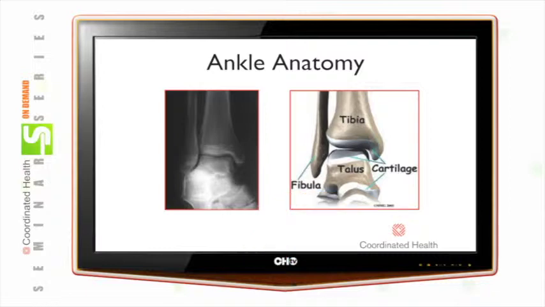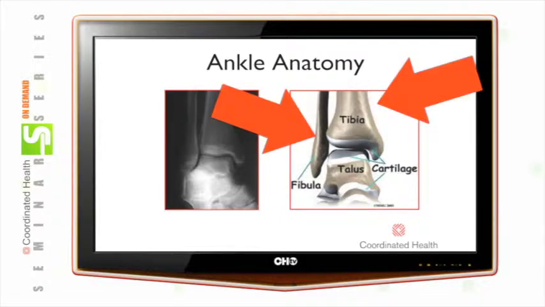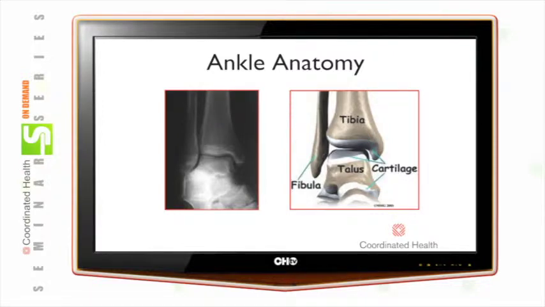And what happens is when the ankle breaks, one of these two bones, or both, will break, and the talus will slide back and forth. Now, the talus is important because the talus has three sides of cartilage on it. The top of the talus has cartilage on it, and the sides of the talus have cartilage, and they meet the bottom of the tibia, which also has cartilage on it.